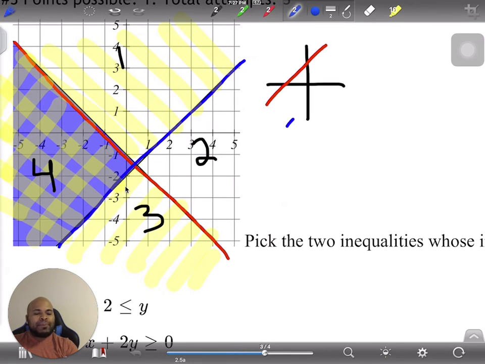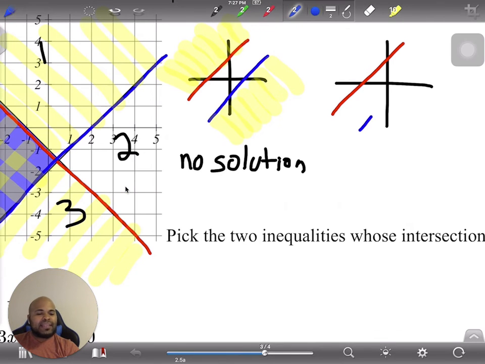Now, what would happen if I graph exactly the same inequality graph, but I care about everything above the blue line and everything below the red line? Well, you might be tempted to say that this is infinitely many solutions, which it is, but it's not all real numbers, because the only place where this is a solution is where they cross.